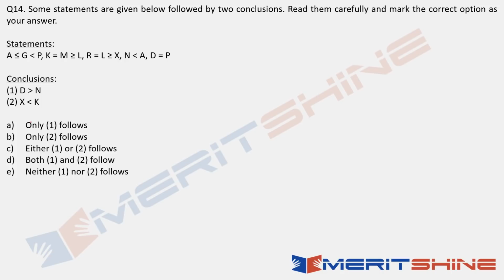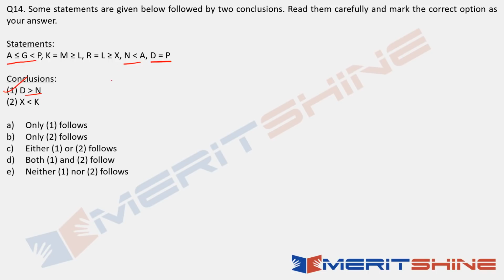This is question number 14. Let's look at the conclusions. D is greater than N. So D is equal to P, and this is P is greater than G is greater than or equal to A. A is greater than N. So it follows everything. Yeah. So it follows. Good. X is less than K.